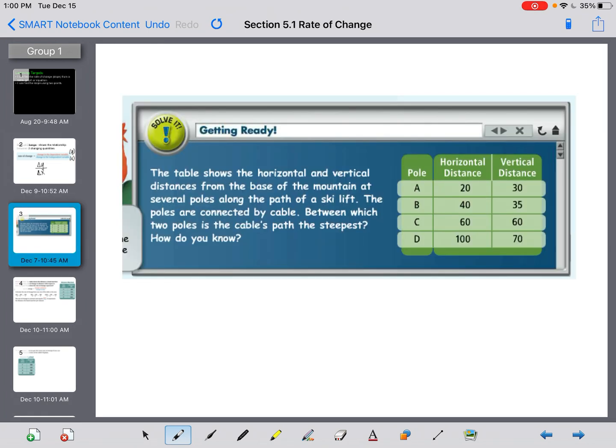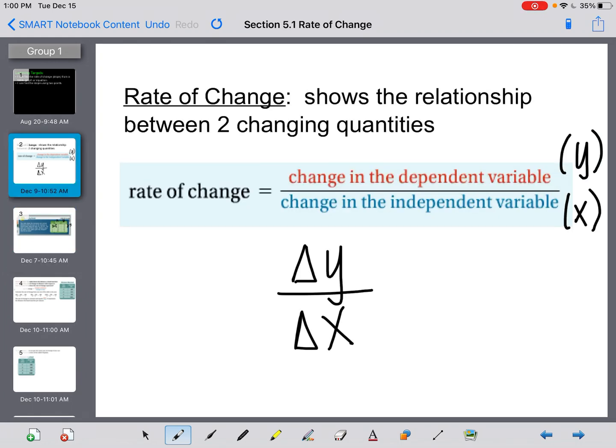The table here shows the horizontal and vertical distances from the base of the mountain at several poles along the path of a ski lift. The poles are connected by cable. Between which two poles is the cable's path the steepest, and how do you know? Okay, so what you need to do is figure out, this is your x and this is your y. You need to find the change between these two. I know that this goes up 5, and then the change between these two happens to be up by 20. If you remember from our equation back up here, the y's go on top.